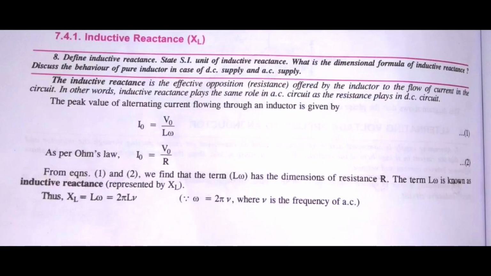According to Ohm's law, we have I naught is equal to V naught divided by R. Then we compare both these equations, and as we can see clearly, L omega has the same dimensions as the resistance R. So L omega is known as the inductive reactance. L omega is denoted with the new symbol X_L, where omega is equal to 2 pi nu. So X_L is equal to 2 pi nu multiplied by L.